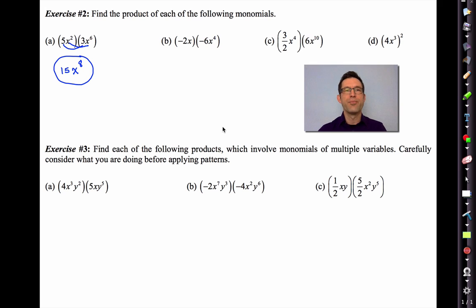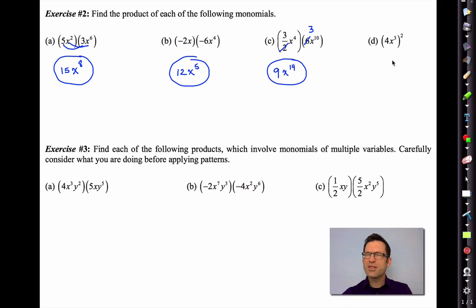All right, let's go through them. Well, negative 2 times negative 6 is a positive 12. X to the first times x to the fourth means we've got 5 x's multiplying each other. Let's do a little fraction multiplication. Remember, multiplying by 3/2 is the same as multiplying by 3 and dividing by 2. So if I first do the division by 2, then I can do 3 times 3 and get 9. X to the 4th times x to the 10th will be x to the 14th.